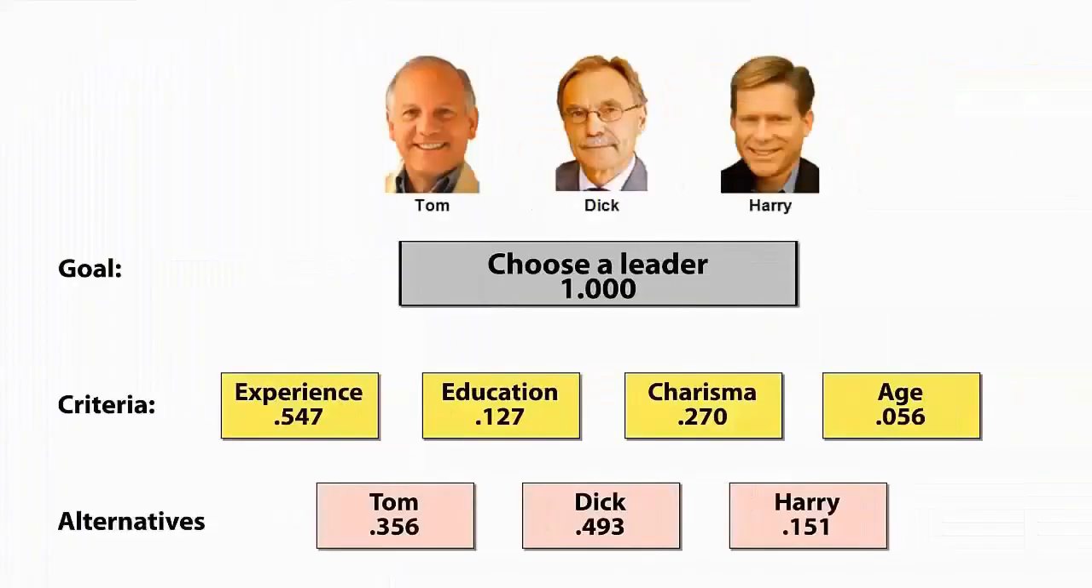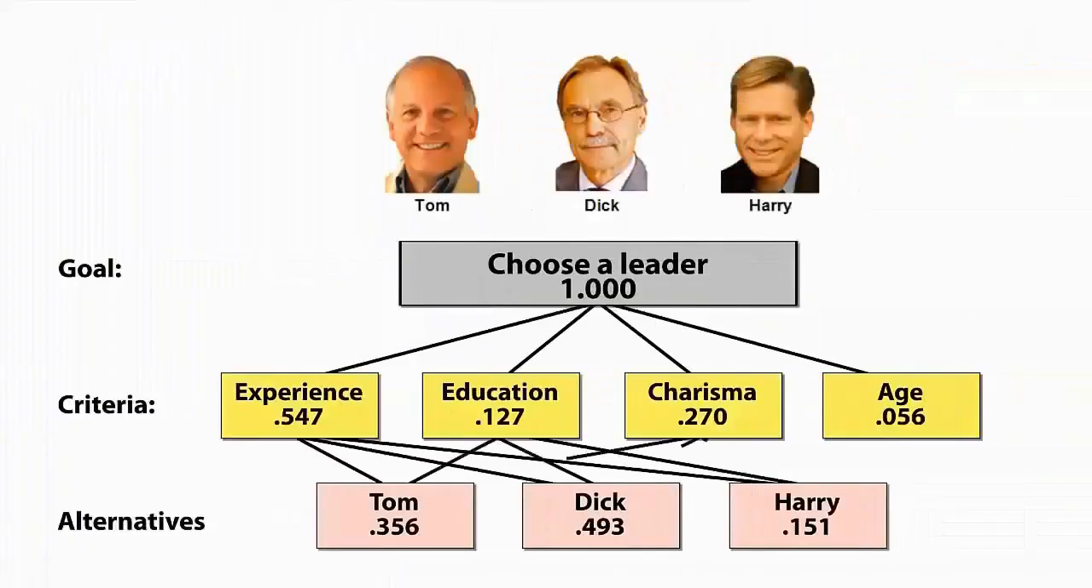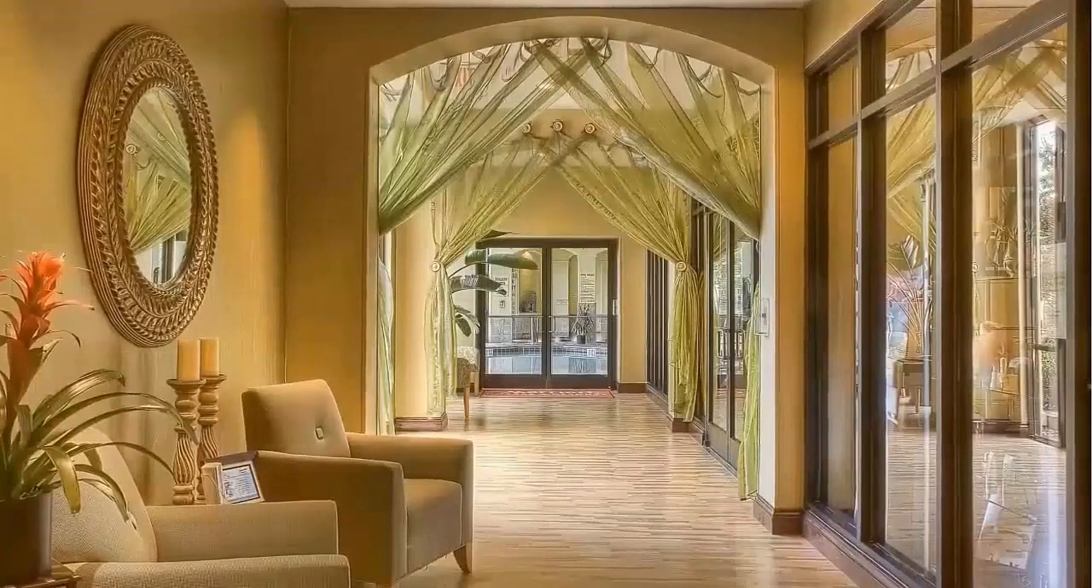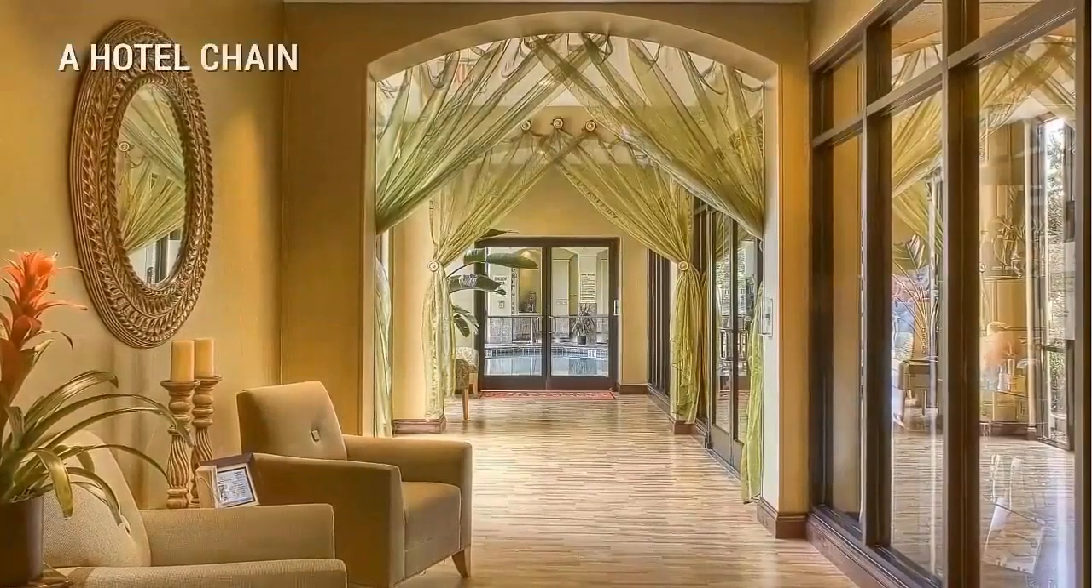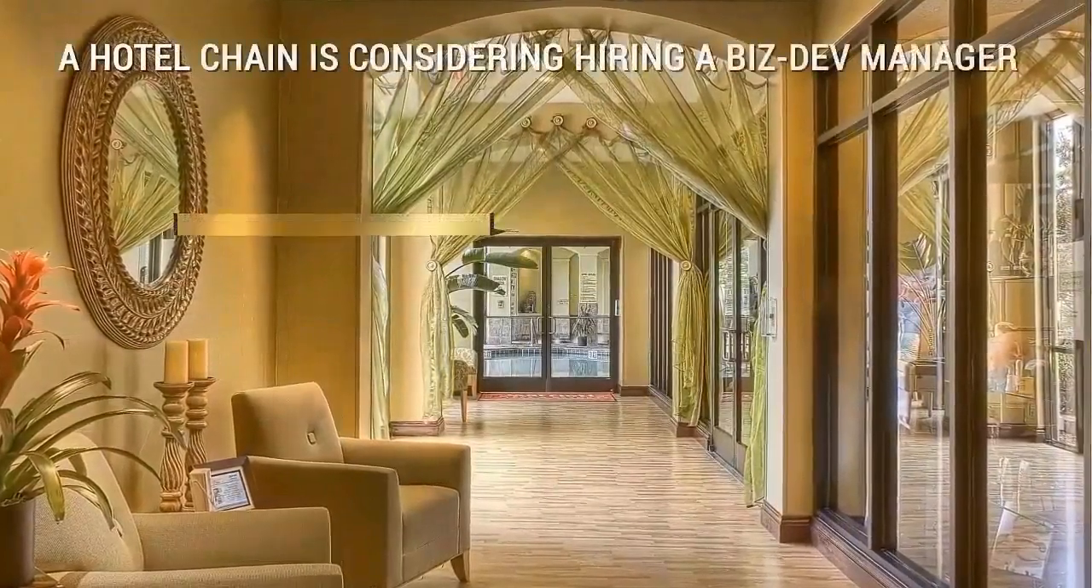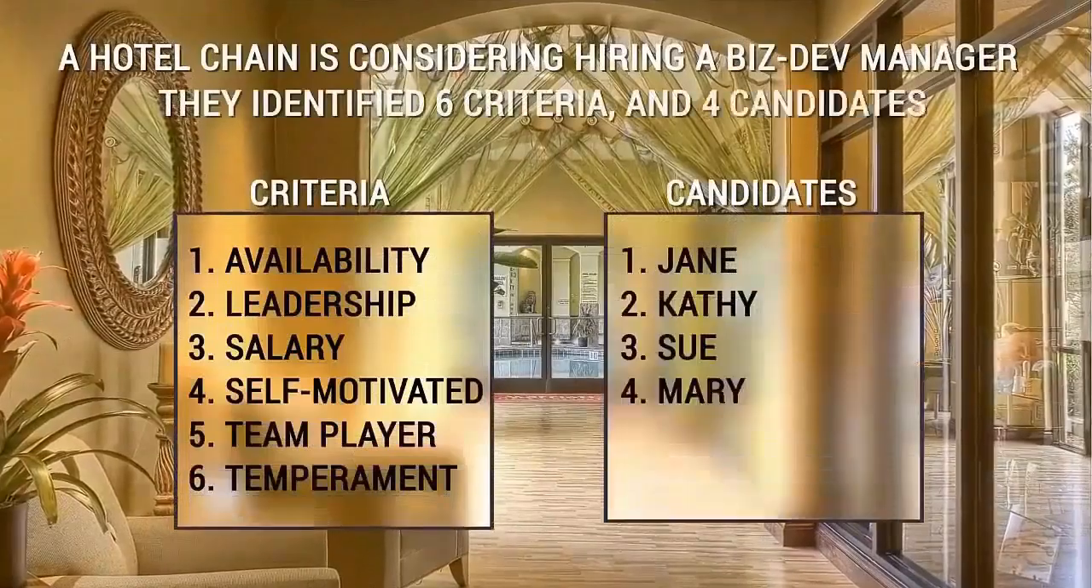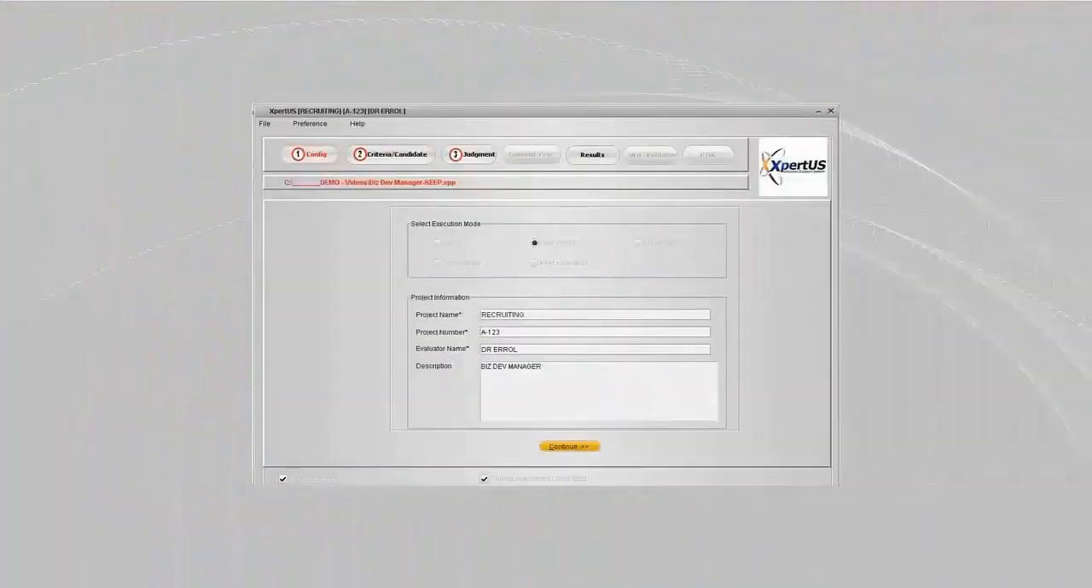Most of the decisions we face in the real world are multi-criteria in nature. Typical examples could be procurement, recruiting, locating branch offices, etc. The best way to explain this is to consider a hotel chain hiring a business development manager. They identified 6 criteria and 4 candidates. Let us now look at the AHP software that we have developed.